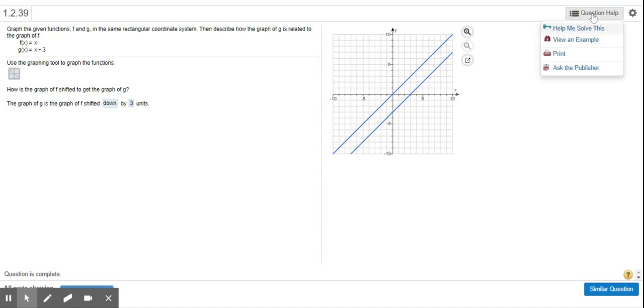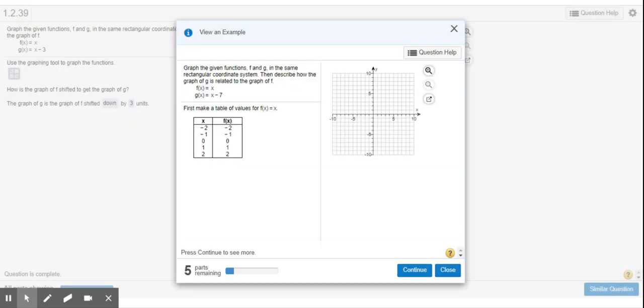up here under question help. So that would be view an example. So it can talk you through how to do that. Although if your question was just functionally, how do I put the graph on there? I don't think that's going to show you, but it'll walk you through.